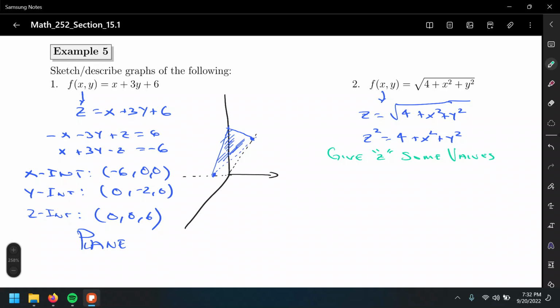I'm going to start with, how about z equals 2. So for z equals 2, this will be 2 squared, 2 squared equals 4 plus x squared plus y squared. This will be 4 equals 4 plus x squared plus y squared, and that's going to be 0 equals x squared plus y squared. Well, the only possible solution to this equation is when x and y are both 0. There's no other way.